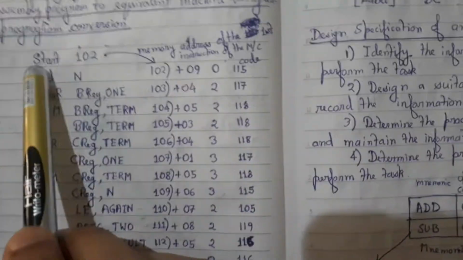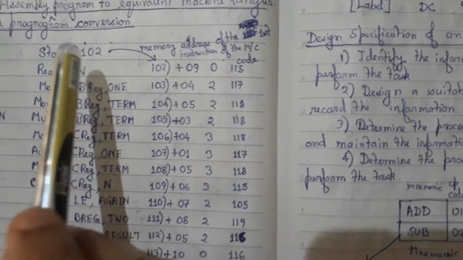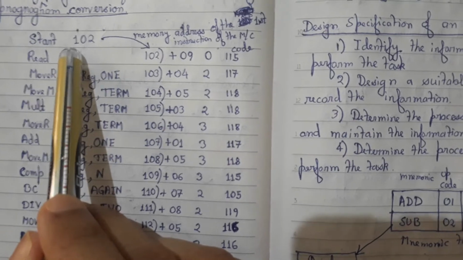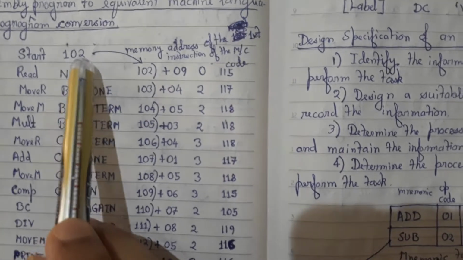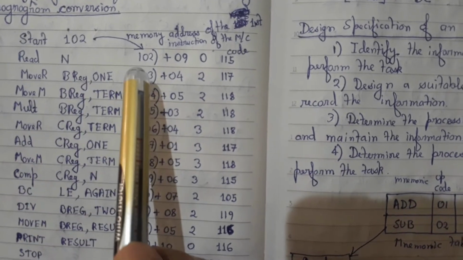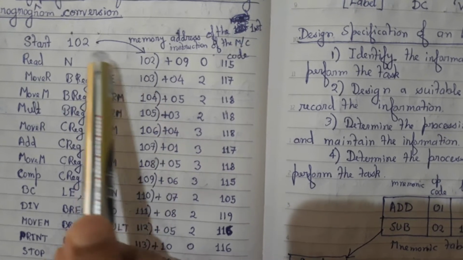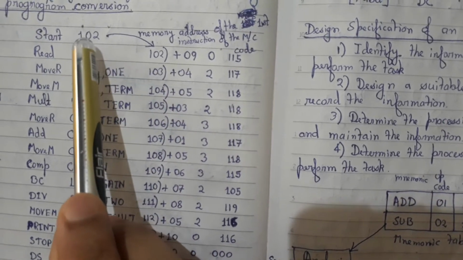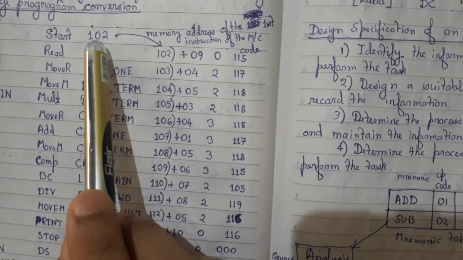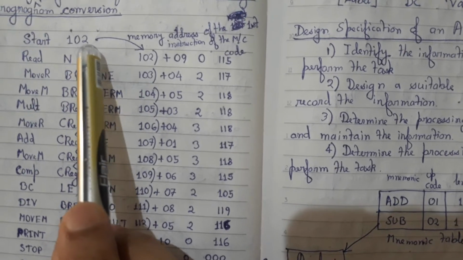So the first statement is START 102. That means the program starts from the address 102. So the address of the first instruction will be 102. Address of the first instruction means the address of the first instruction of the machine code will be 102.